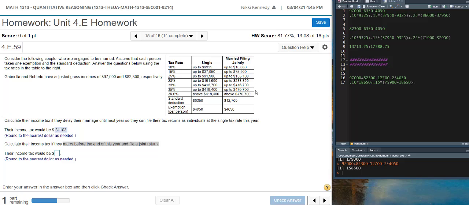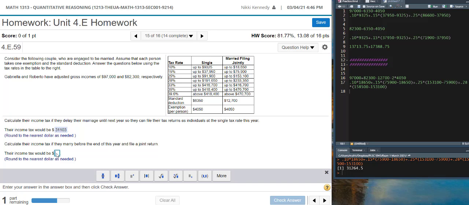Then I add 25% times 153,100 minus 75,900. That would be the width of the next interval. And then lastly, I add 28% times 158,500. That's their taxable income minus the max of the previous margin, 153,100. Run that total and I get $31,264.50. So I'm going to enter 31265.